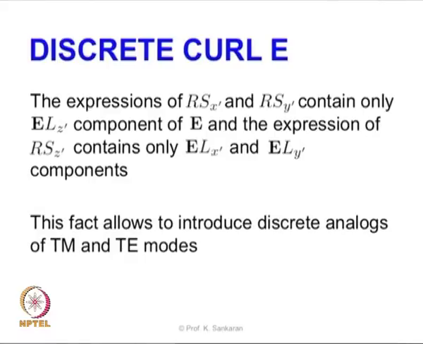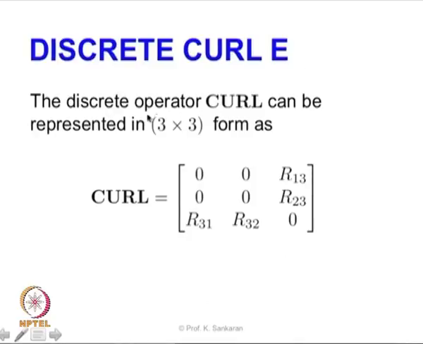So what we are going to look at is the discrete curl E component, and this discrete curl operator can be represented in the 3×3 form as follows. As you can see, the first row 2 columns and the second row 2 columns, they have 0. So the elements R13 and R31 and the elements R23 and R32 are symmetrical elements, whereas the leading terms are 0. So this is the way we are going to define the discrete curl operator.